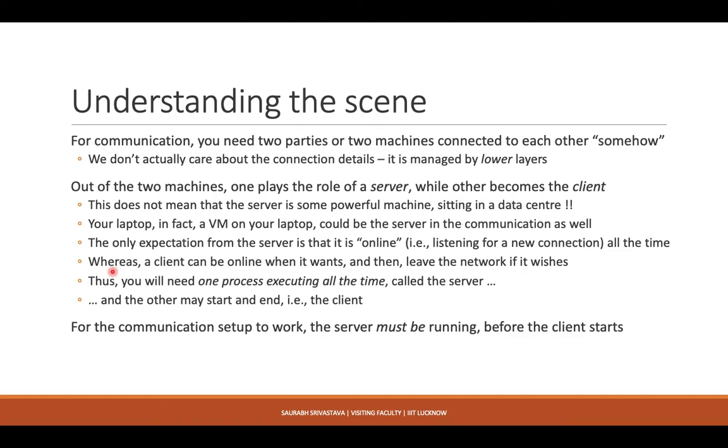A typical example would be, let us say you are connecting to the internet using your 4G data. Whenever you try to connect your mobile phone, the ISP, the internet service provider, should be available. You should be able to connect whenever you want. But it doesn't mean that you are also expected to be online all the time. You can switch off your data and then you are off the grid. So the same thing is here: you are the client and the server is the ISP.